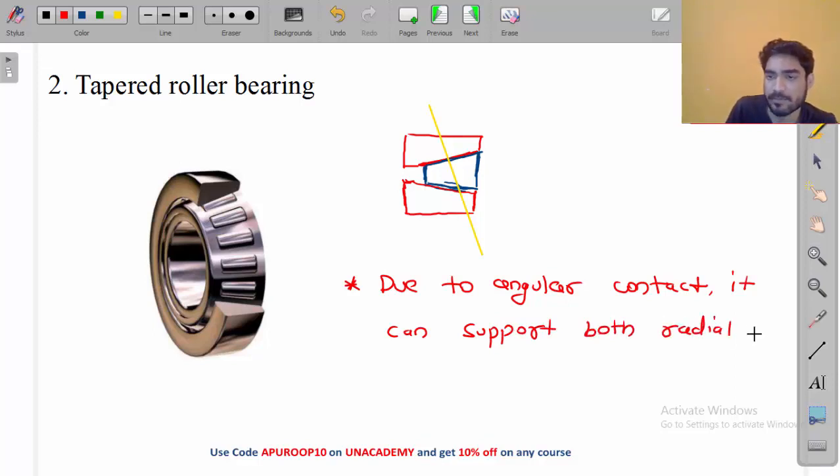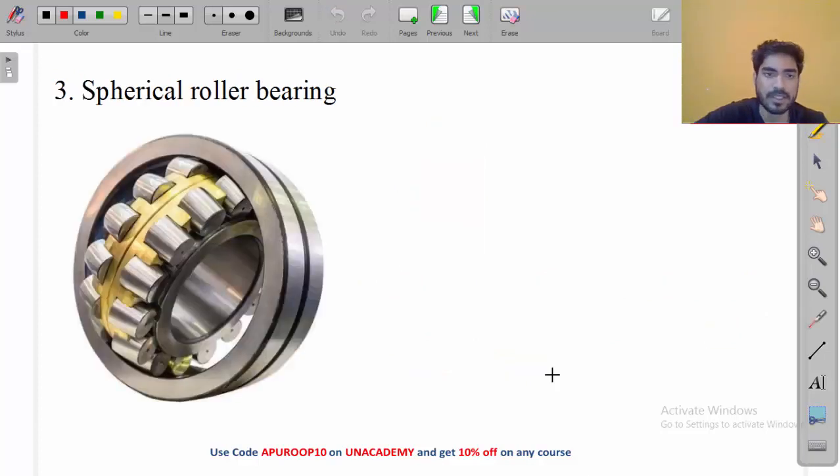It can support both radial and axial loads. Okay, so due to angular contact, this is also using the same concept as angular contact ball bearing. Okay, spherical roller bearing. Now spherical roller bearings are also self-aligning bearings.